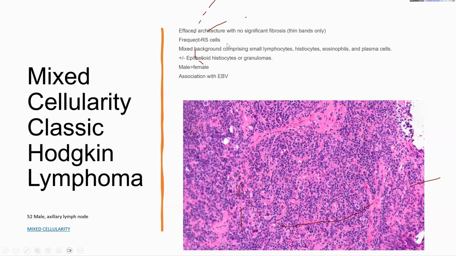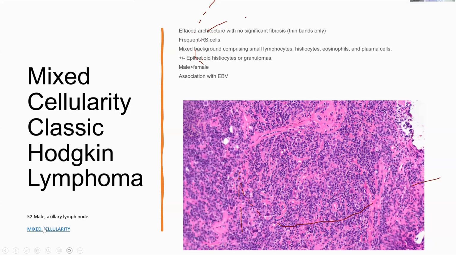There are usually frequent RS cells, with a mixed background comprising small lymphocytes, histiocytes, eosinophils and plasma cells. Neutrophils tend to be less common in this subtype, and you will see epithelioid histiocytes or granulomas. It has male more than female predominance and more association with EBV.